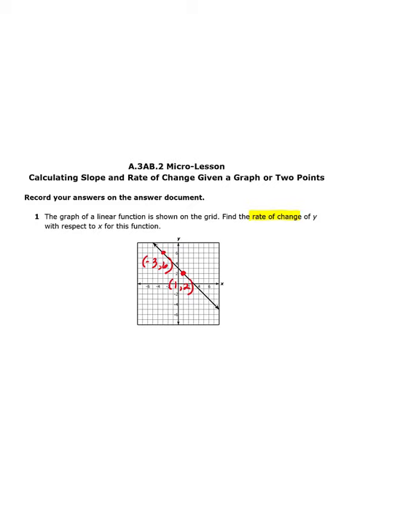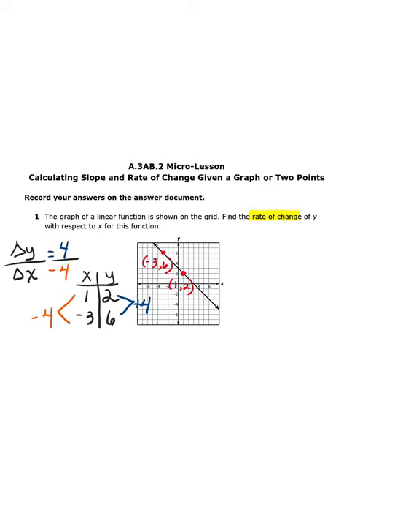And now that I have 2 points, I can make a table and enter my 2 points into the table. My first point is (1, 2), and my second point is (-3, 6). I can now find the change in y and divide it by the change in x to get my rate of change. On my y variable, I'm going from 2 to 6, which is an increase of 4. And my x variable, I'm going from 1 to -3, which is a decrease of 4. So my change in y is a positive 4, and my change in x is a -4. So 4 divided by -4 gives me a -1.